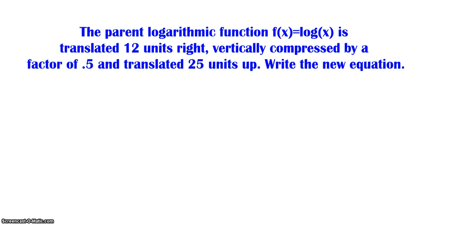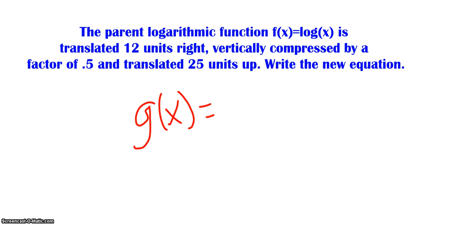Alright, last one. The parent log function f(x) equals log of x is translated 12 units to the right, vertically compressed by a factor of a half, and translated 25 units up. Now I want you to write the new equation. This new equation, let's call it g(x).